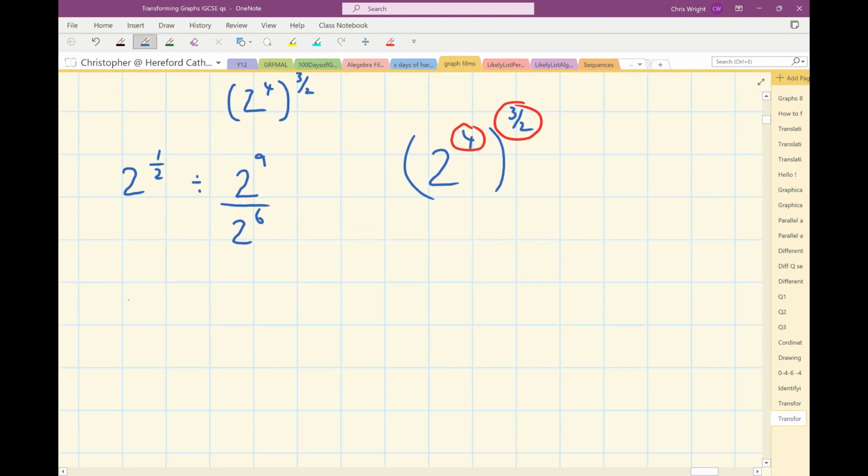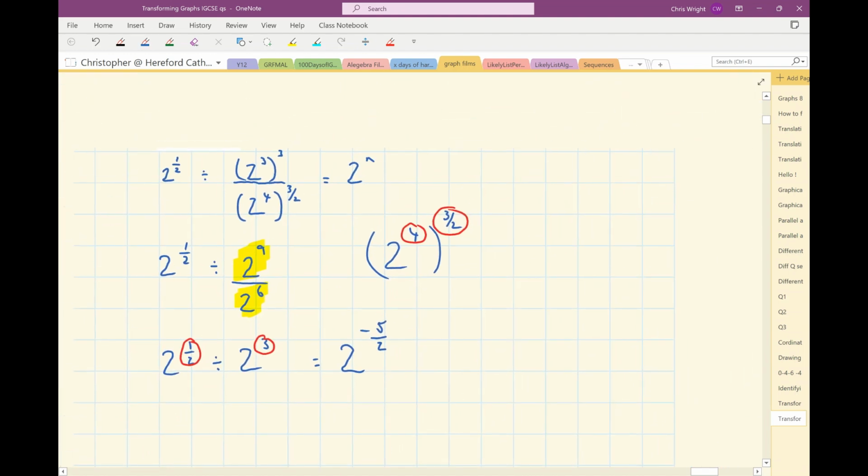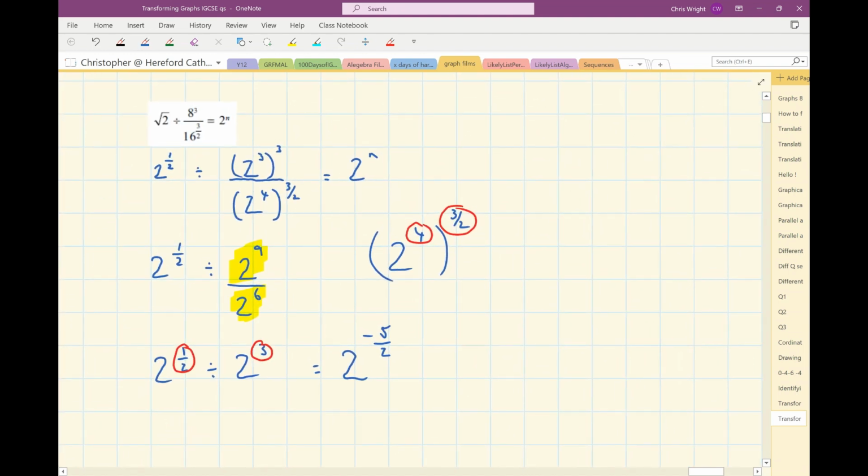So that is going to be 2 to the power of a half divided by 2 to the power of 9 divided by 2 to the power of 6. We subtract the indices if you divide. So that's 2 to the power of 3, or 2 cubed. And now I've got 2 to the power of a half divided by 2 cubed. If I subtract those indices, I end up with 2 to the power of minus 2.5, or 2 to the power of minus 5 over 2. And that is the first of those done.